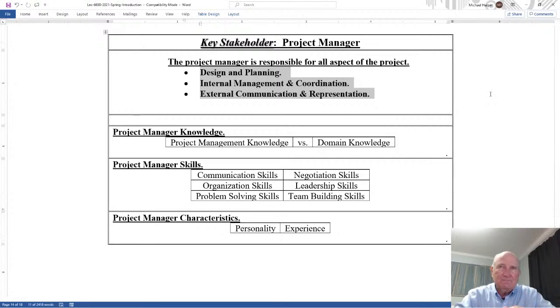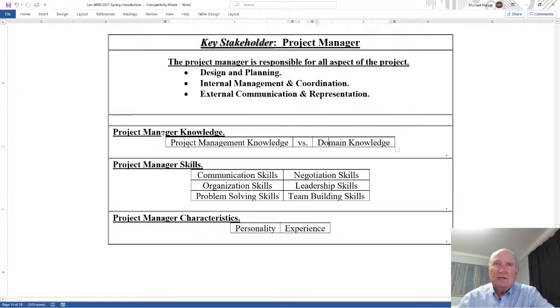Well, what types of knowledge, skills, and characteristics are needed? Under project management knowledge, one thing I want to mention is project management knowledge versus domain knowledge. What do I mean by domain knowledge? Suppose you have an engineering project. Well, the domain knowledge would be knowledge of engineering. Do you have to know engineering to be a good engineering project manager? And the answer is no.